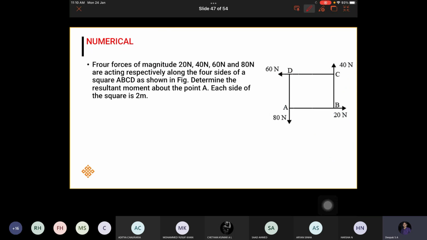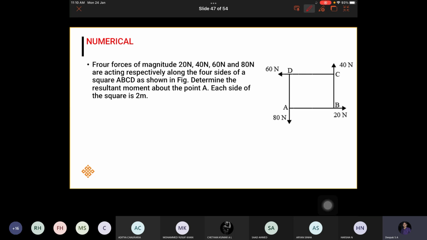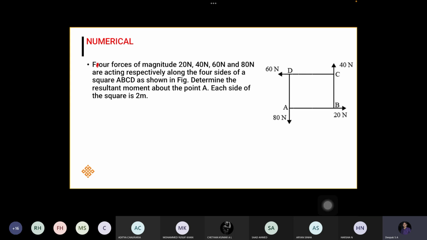So you look at this problem. How many forces are there in this problem? Four forces are there. Very good. Now see, the distance is given. Sorry for the spelling mistake. Four forces of magnitude 20 Newton, 40 Newton, 60 Newton, and 80 Newton are respectively along the four sides of the square as shown in the figure. Determine the resultant moment about the point A.